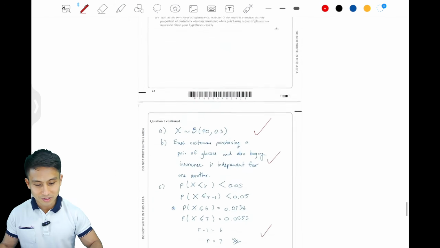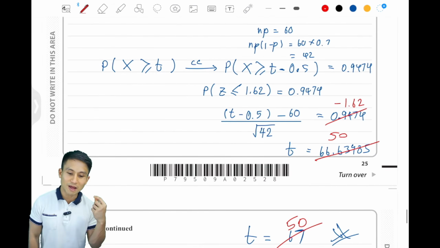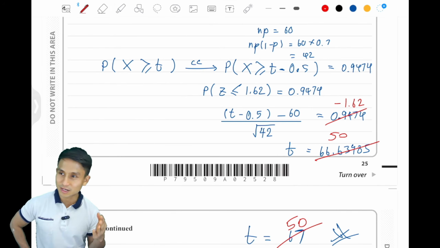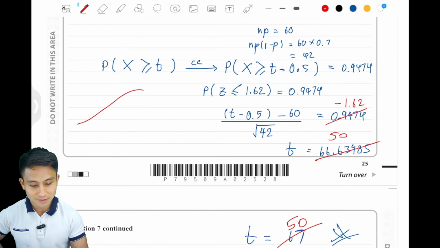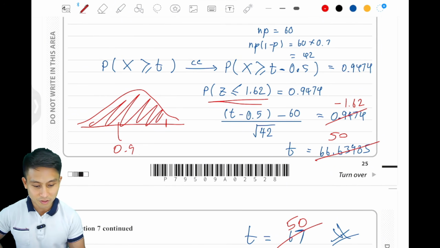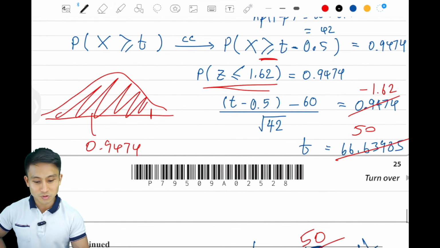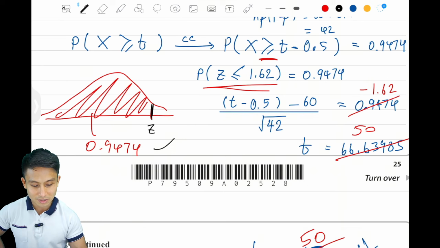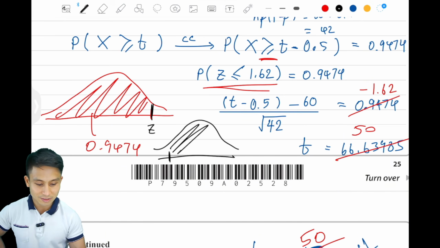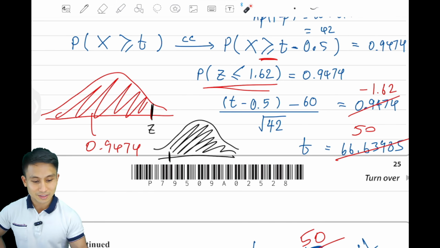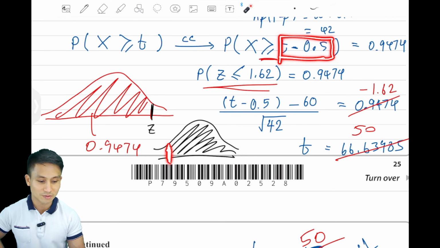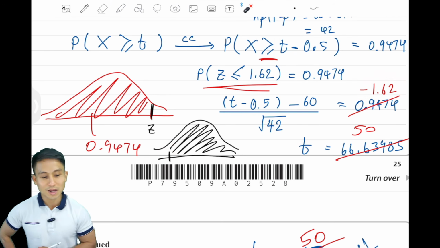And the last mistake is on the last question on this one. I have found the right value of z, which is 1.62, but this is for the case where you are looking at this area. This area is not 0.9474, but if you look at the sign here, they want greater than. So it's impossible to be greater than this particular z and have 0.9474. Actually the bell curve would look something like this. This t minus 0.5 is actually at the left tail of the bell curve, so the z value should have been minus 1.62.